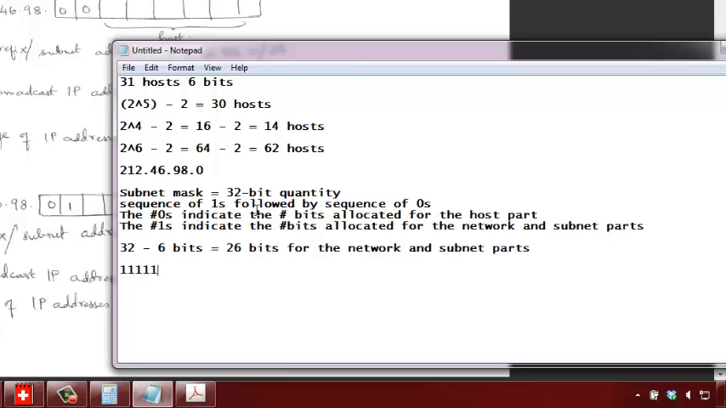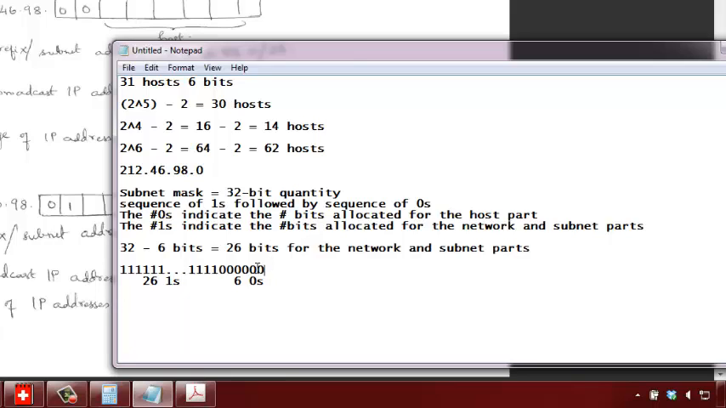So how many ones will it be? 26 ones followed by 6 zeros. Okay, so it will be 26 ones followed by 6 zeros.